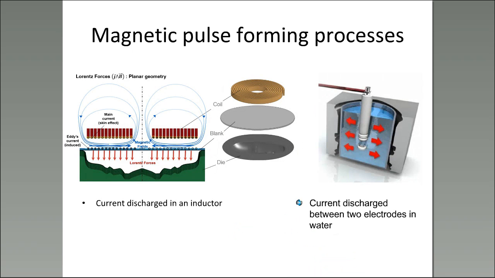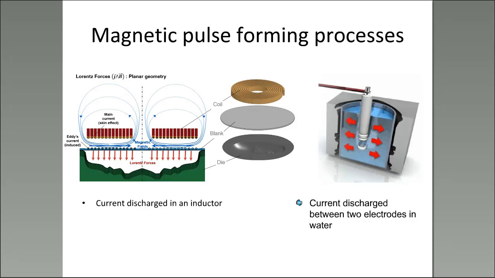The principle for those processes is based on the Lorentz force. Since you are going to discharge a current in an inductor, you are going to get some eddy currents coupled with a magnetic field. The coupling of both will give rise to Lorentz forces. And so then you can form, for instance, the part.